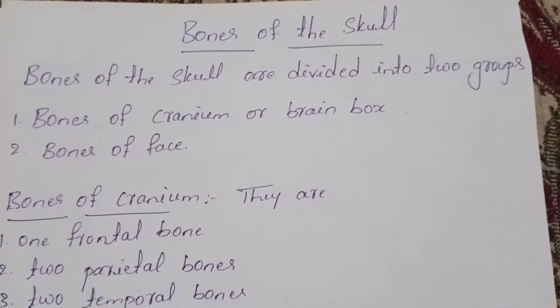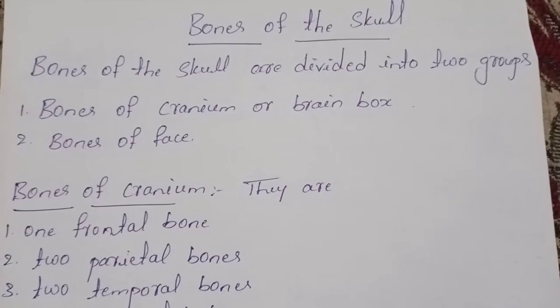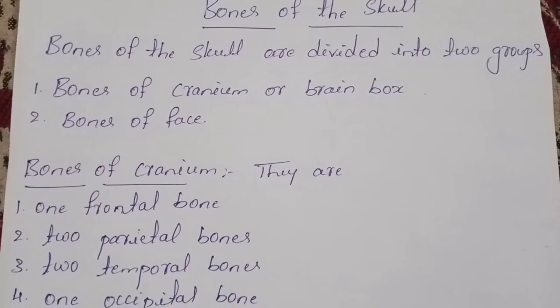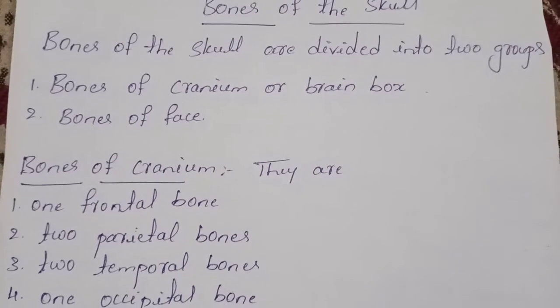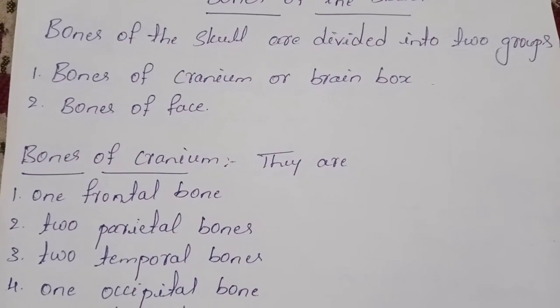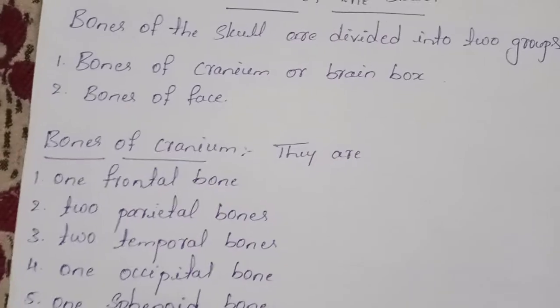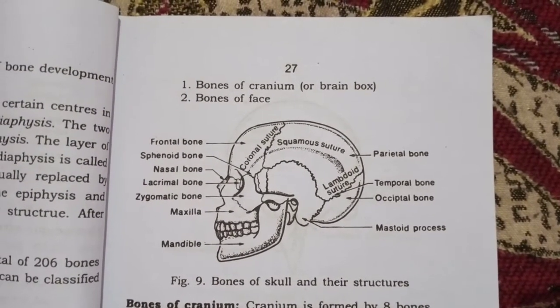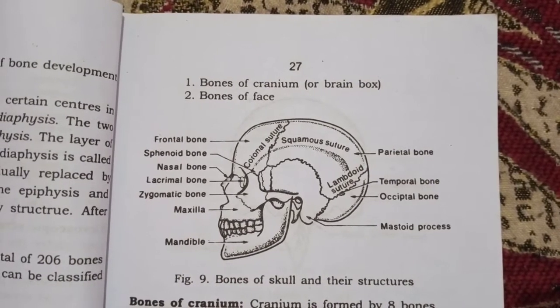Bones of the skull. Bones of the skull are divided into two groups: bones of cranium or brain box and bones of face. This is the diagram of bones of skull.